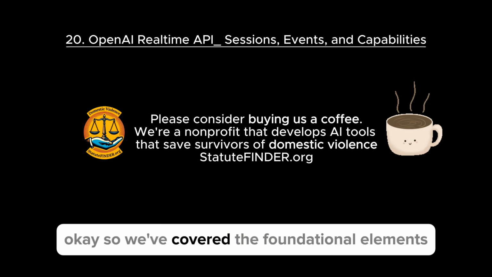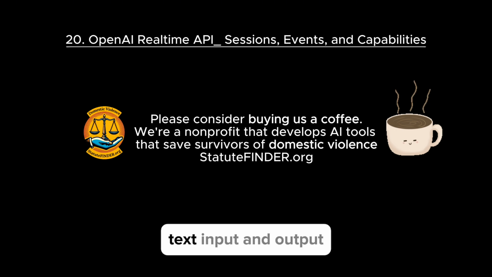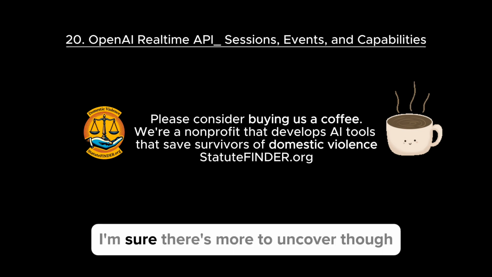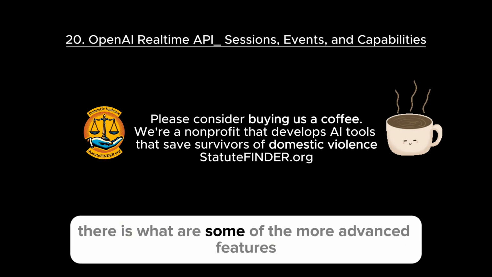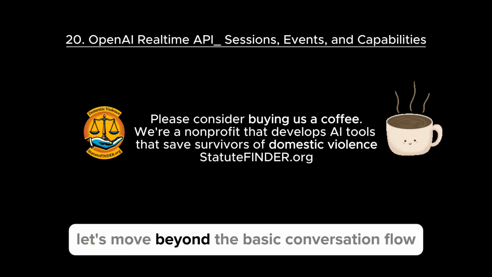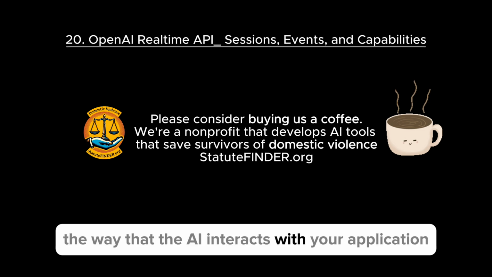Exactly. Okay, so we've covered the foundational elements: sessions, events, text input and output, now audio. I'm sure there's more to uncover, though. There is. What are some of the more advanced features that might surprise me? So let's move beyond the basic conversation flow and talk about how you can really start to shape the way that the AI interacts with your application.